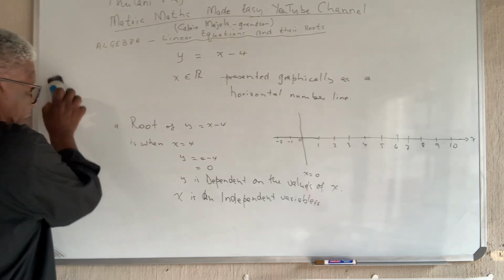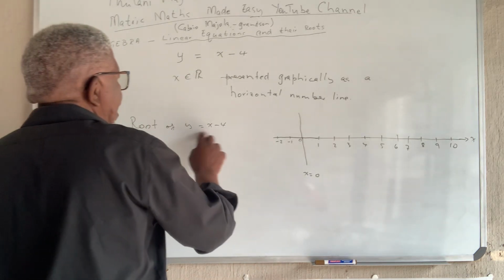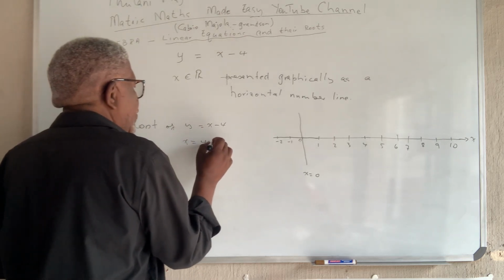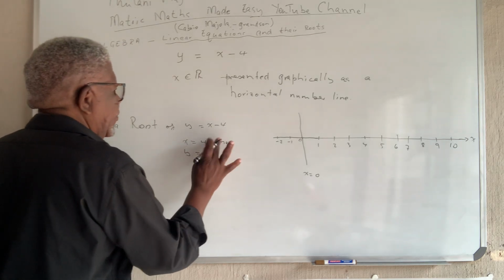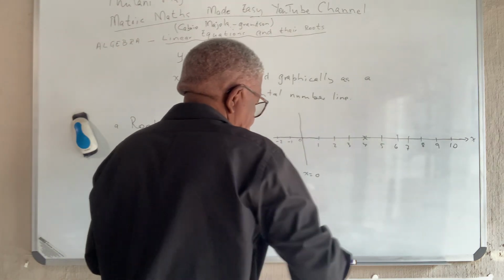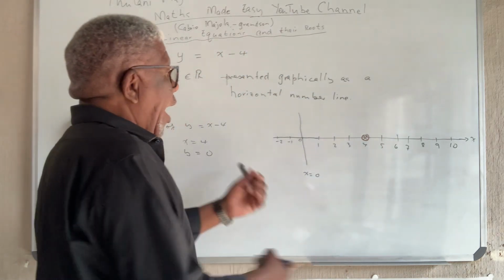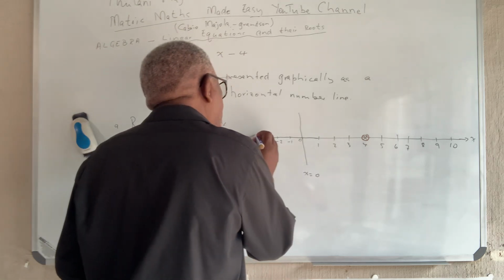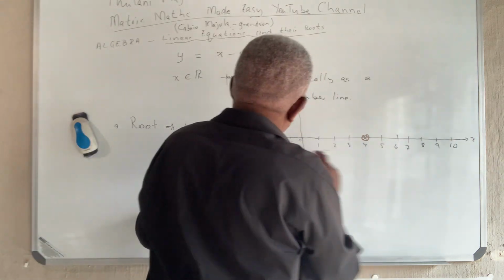Now, as you say, a root is when y equals 0. So x is equal to 4. When x equals 4, y is equal to 0. Right. So yes, there's 4 on your horizontal number line. So y is equal to 0 when x is equal to 4. We've also got an x equal to 0 here. Look, this y equal to 0 corresponds to this number line.